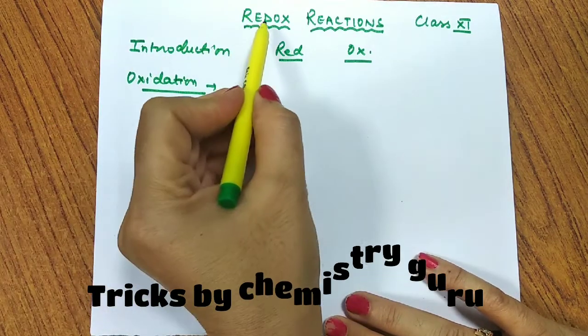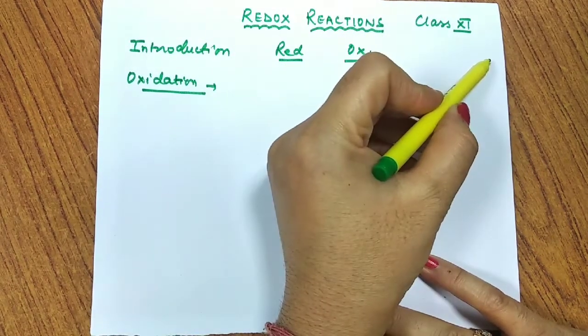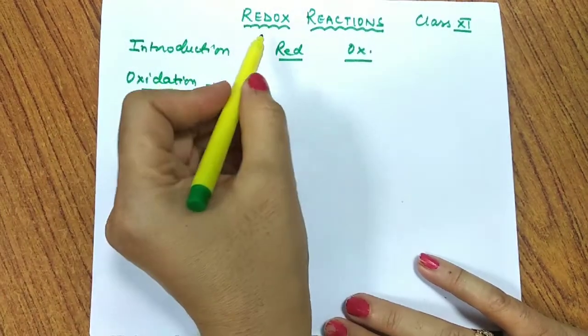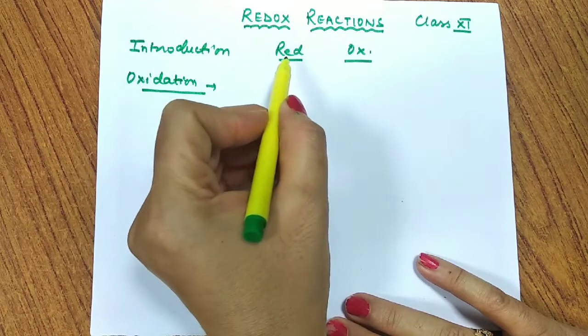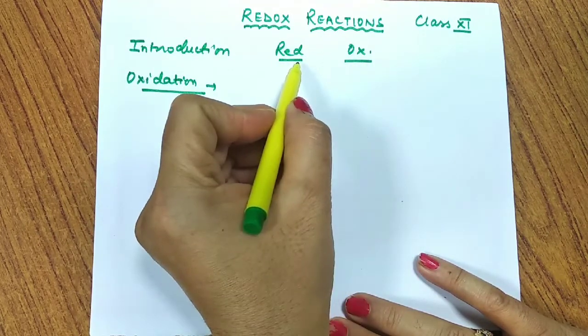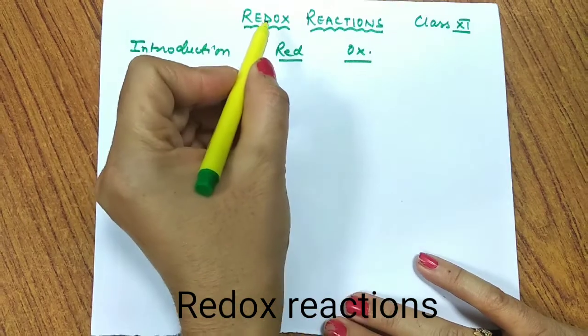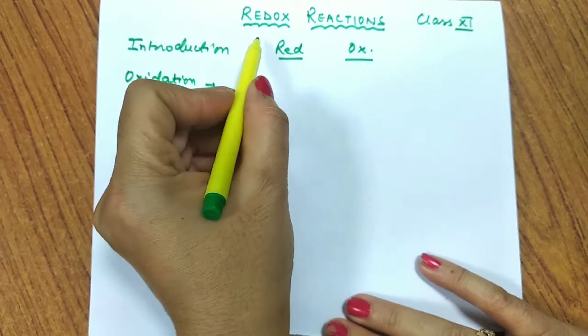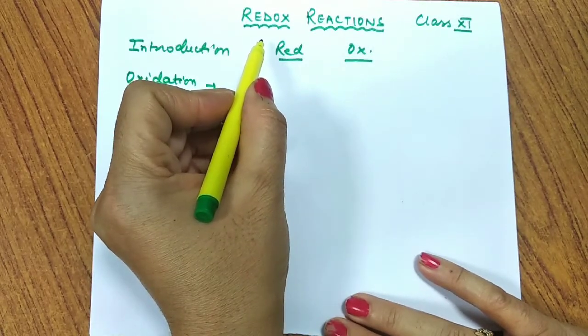So today we'll talk about redox reaction for class 11th. Before going to start with the introduction part, I'll tell you redox is a word that consists of two words, reduction and oxidation. It means a reaction in which both reduction and oxidation take place. We call that reaction a redox reaction.